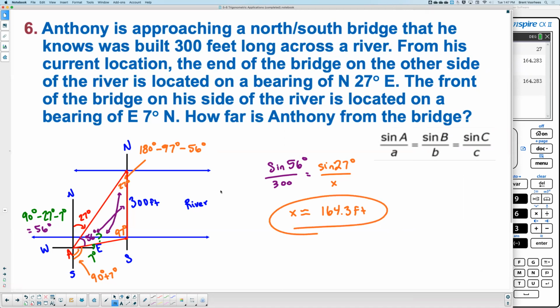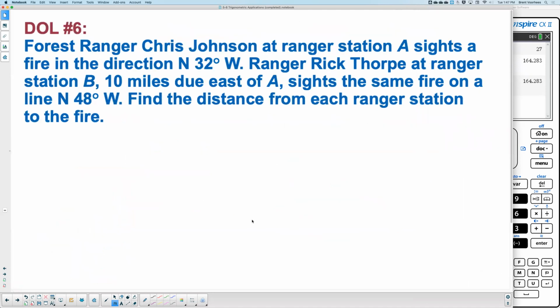Now I have a DOL for you to try. Try to draw a picture and see if you can solve based off this information given here.